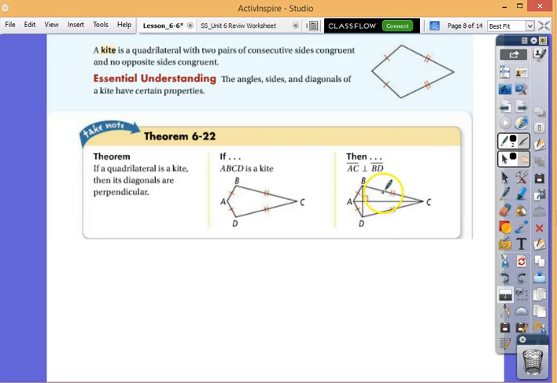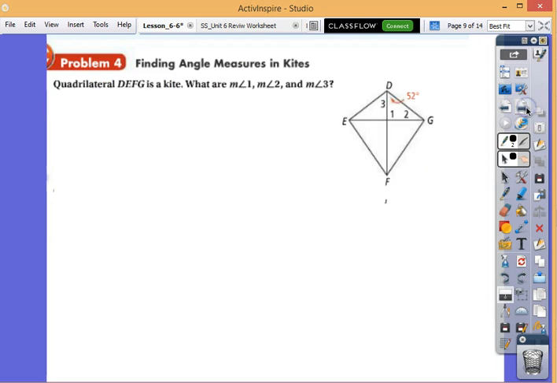So in a kite, you're also going to have two pairs of inside triangles that are congruent and two other pairs of inside triangles that are congruent. So you'll be able to use CPCTC a lot too. So what do I mean by that? Well, let's find the values of all of these angles here in this picture.